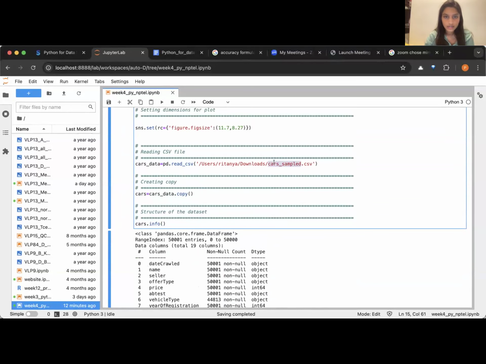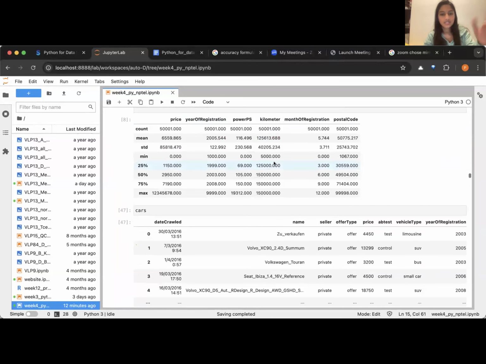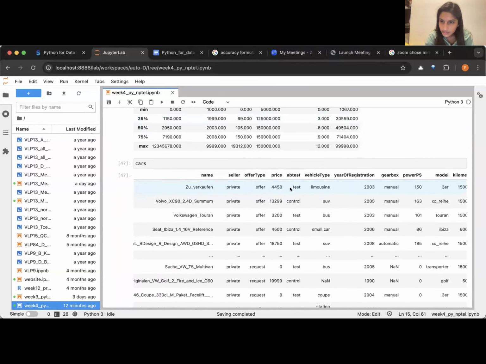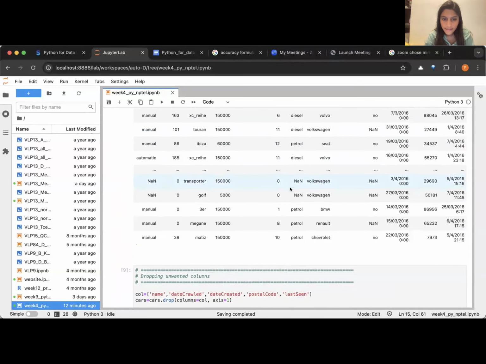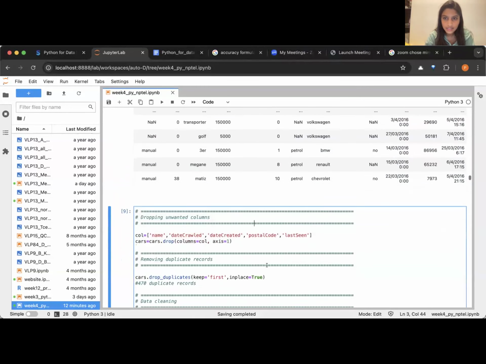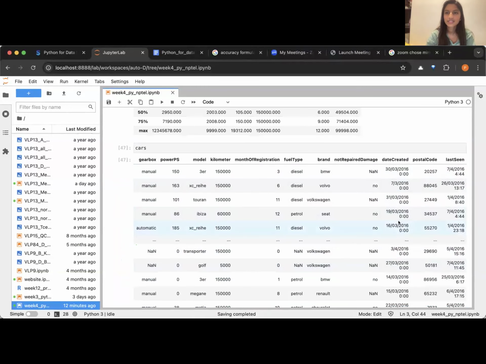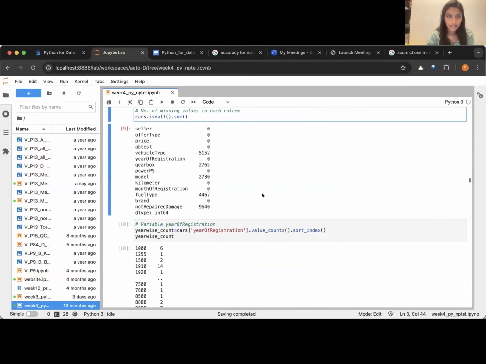So as usual, you're reading the data. You're just looking at what is in the data and all that. So you're dropping unwanted columns that you think are not important, like all this date is not very necessary to decide whether I sell it for $1,000 or for $500.